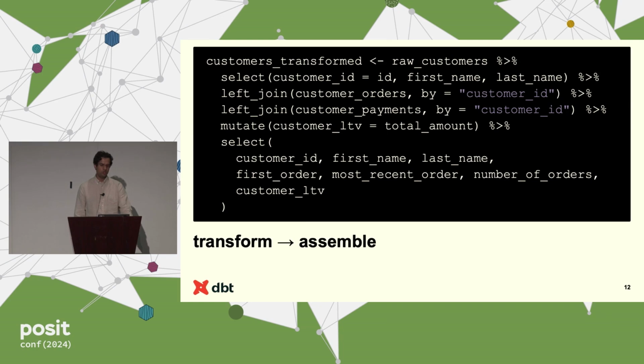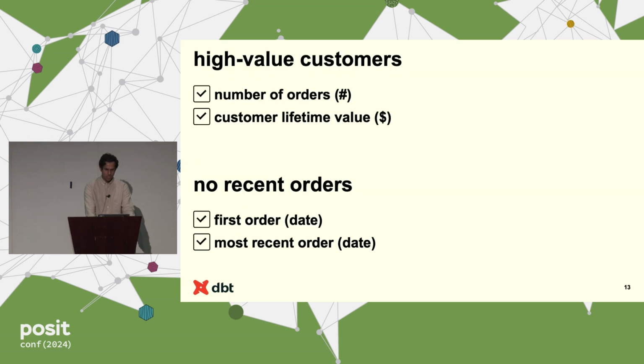So what you do is take all of these data frames that you had previously got and assemble them. You do left joins from customers onto orders and payments, and then you rename total amount to LTV, and then you do a select to get them in the right order. This should be pretty standard for most of you. And now you have everything you need.